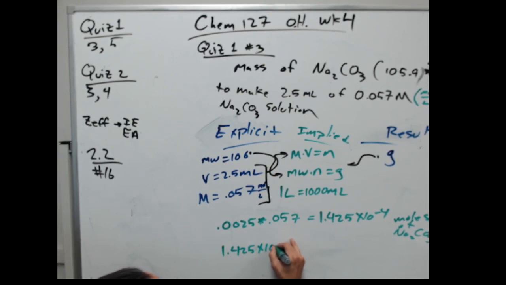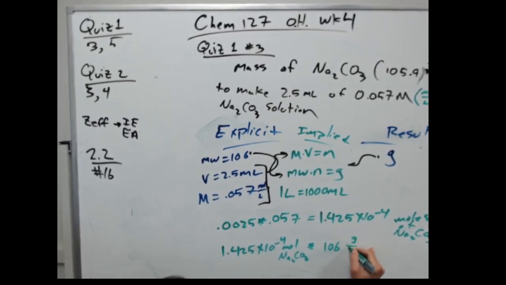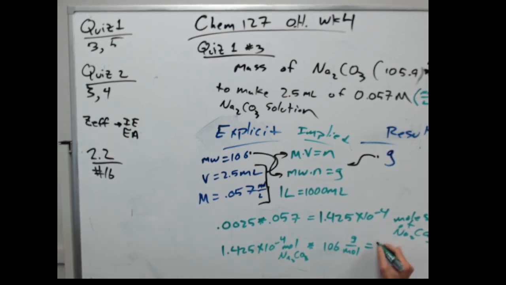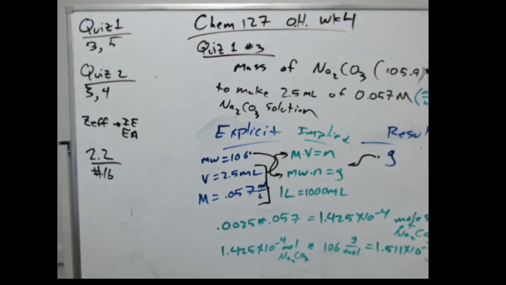1.425 times 10 to the minus 4 moles of Na2CO3 times my 106 grams per mole. You can see my units of moles cancels out, and I'm going to get something in grams. And that becomes 1.511 times 10 to the minus 2 grams. So 15 milligrams. I don't know, did it ask for the answer in grams or milligrams? Did it specify units? Mine says milligrams.